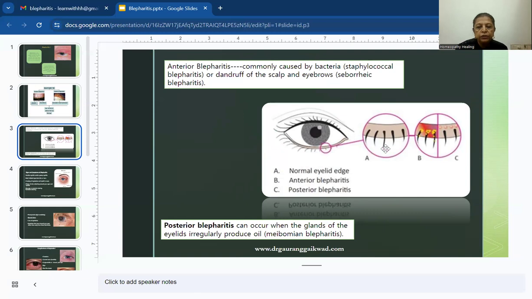Here, if you see, three things are seen: the normal eyelid margin. Here we can see anterior blepharitis. That means at the root of the eyelashes there will be crust formation, and here is the posterior, where you can see the opening of the meibomian glands. There will be discharge.